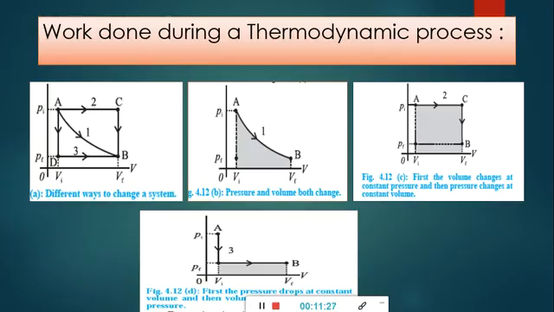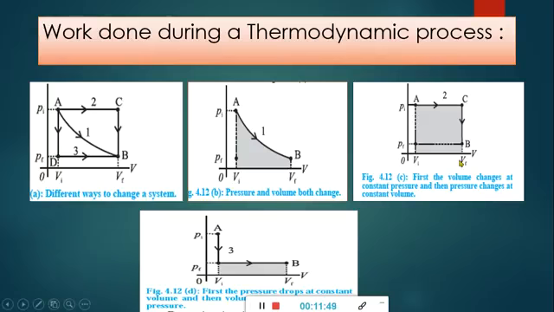The volume remains constant during this change. Now the system is in the state B with its coordinates given by Vf and Pf. The work done in this process is represented by the shaded area under the curve.